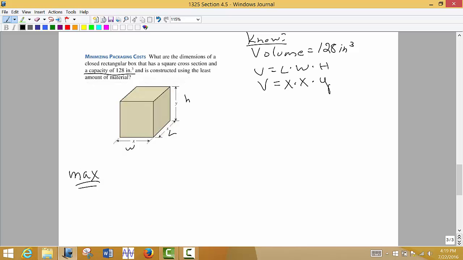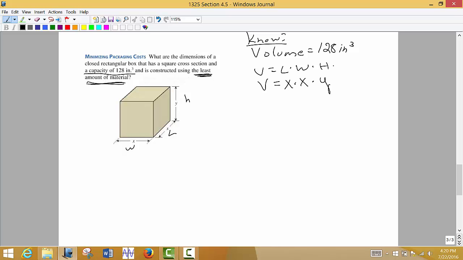What are we asked to maximize or minimize? It says use the least amount of material. So we want to go as small as possible with the amount of material. The less material that we use, the cheaper it is to have the box. So I want to spend as little money on the material as possible. I'm going to use the smallest amount of material that I can, but I want the box to be able to hold as much as possible as well.